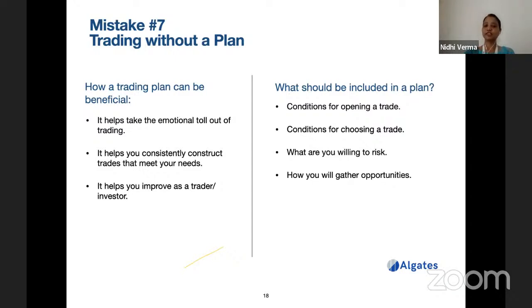So what should be included in your plan? These are the four things which you should include. First thing is, when you are going to start a position, when you are going to take a new position, what are the conditions for that? Whether you have an outlook, and there can be so many things in this. So when you start that particular trade, you should always have the conditions. If those conditions are not met, then you should not get into that particular trade or that particular contract.